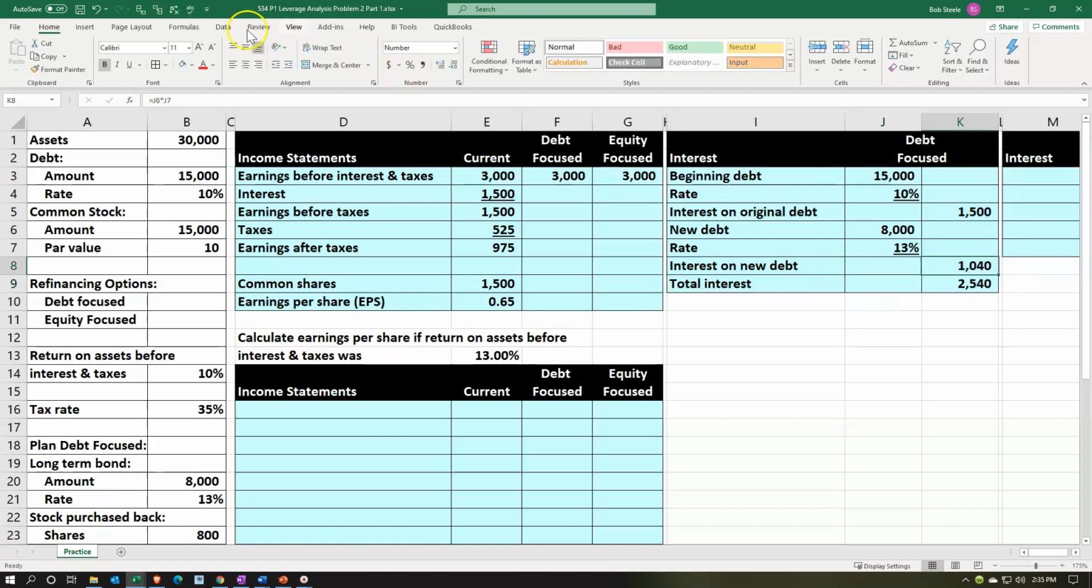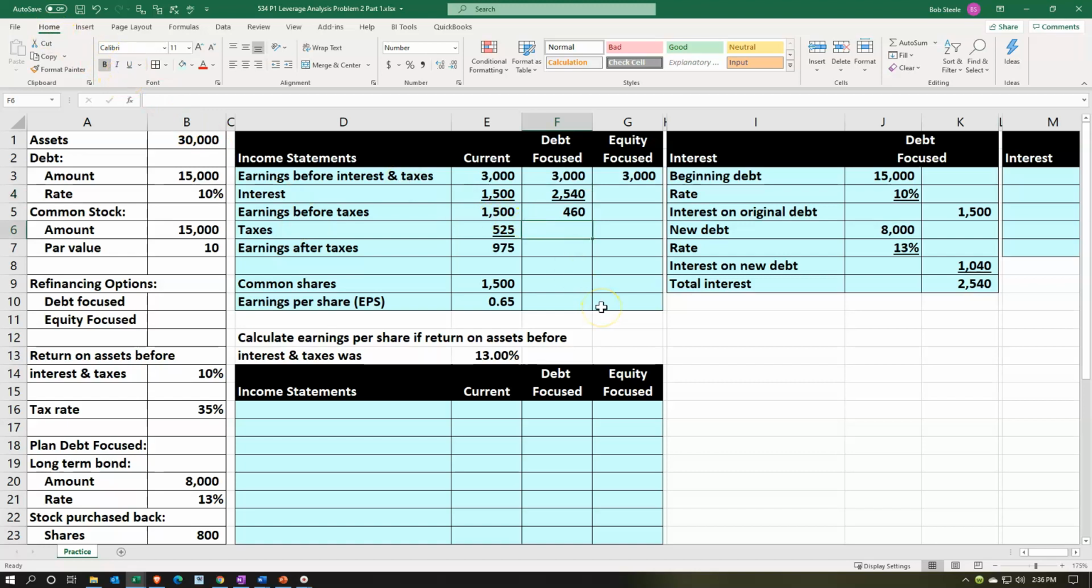Let's put an underline over here, home tab, font group, and underline. There's our interest. I'm going to put that in our financial statement now. So I'm going to say this will be equal to the 2,540. It, of course, has gone up. That's going to bring the earnings after taxes down. So we're going to have the earnings before interest and taxes minus the interest. Earnings before taxes has now decreased. Home tab, font group, underline.